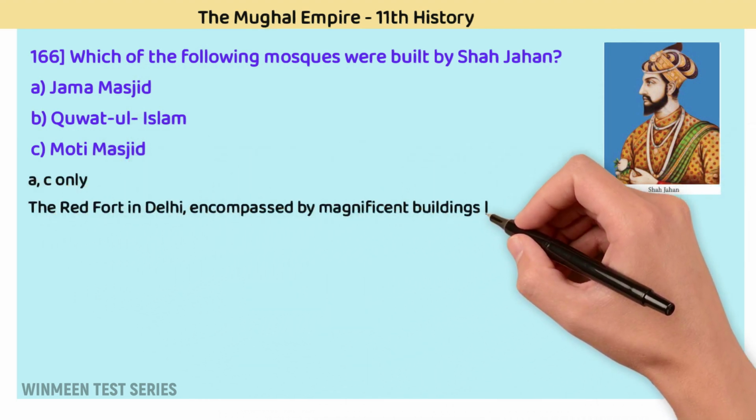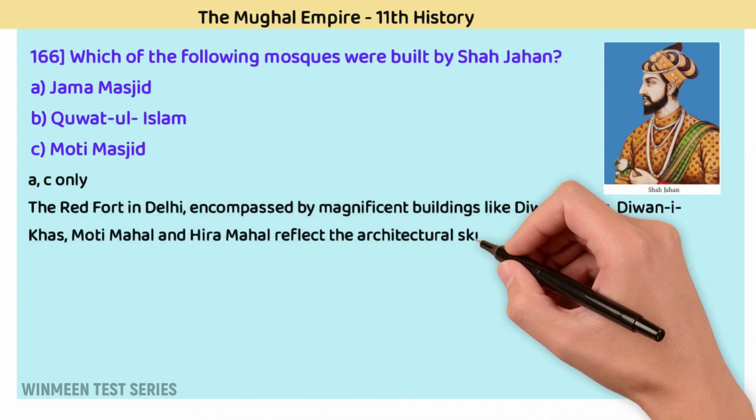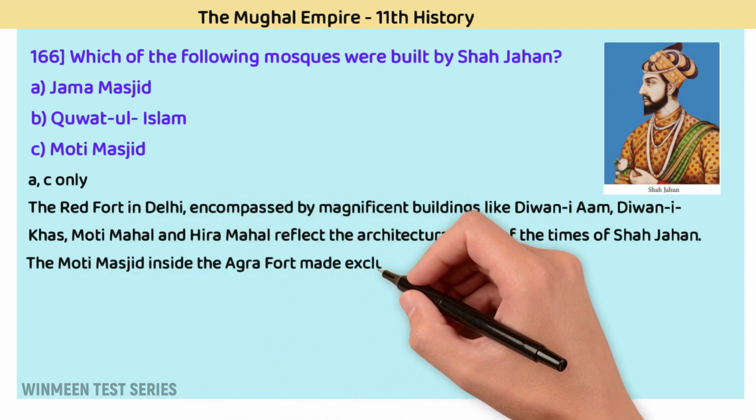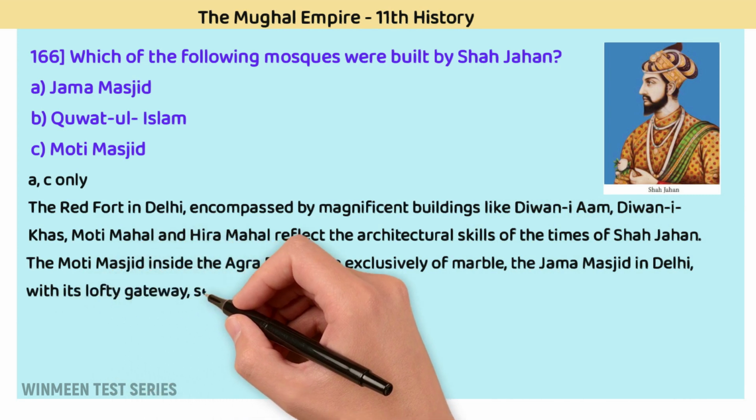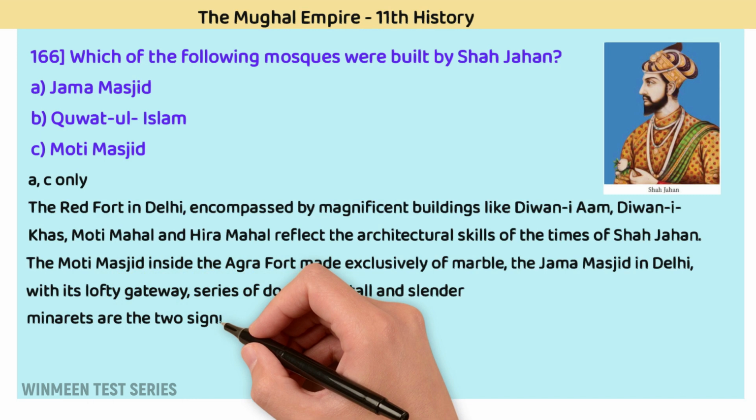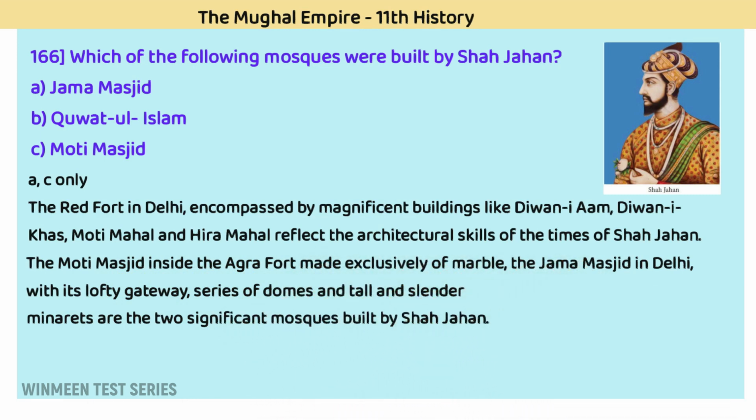The Red Fort in Delhi, encompassed by magnificent buildings like Diwan-i-Am, Diwan-i-Khas, Moti Mahal, and Hira Mahal, reflects the architectural skills of the times of Shah Jahan. The Moti Masjid inside the Agra Fort, made exclusively of marble, and the Jama Masjid in Delhi, with its lofty gateway, series of domes, and tall and slender minarets, are the two significant mosques built by Shah Jahan.